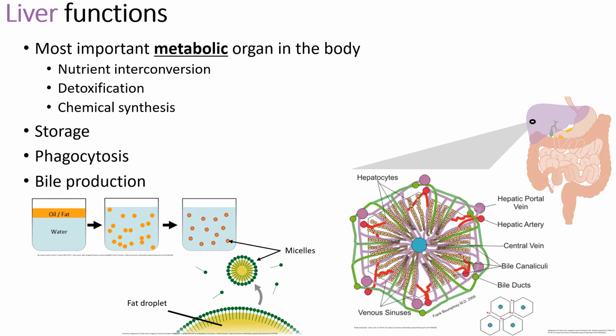Finally, because I'm talking about the liver, I'll mention that it has other functions, specifically storage. For instance, it can store energy in the form of glycogen. It's also important for phagocytosis. There are immune cells in there. It can break things down. And of course, bile production, which we already talked about in the digestive system.